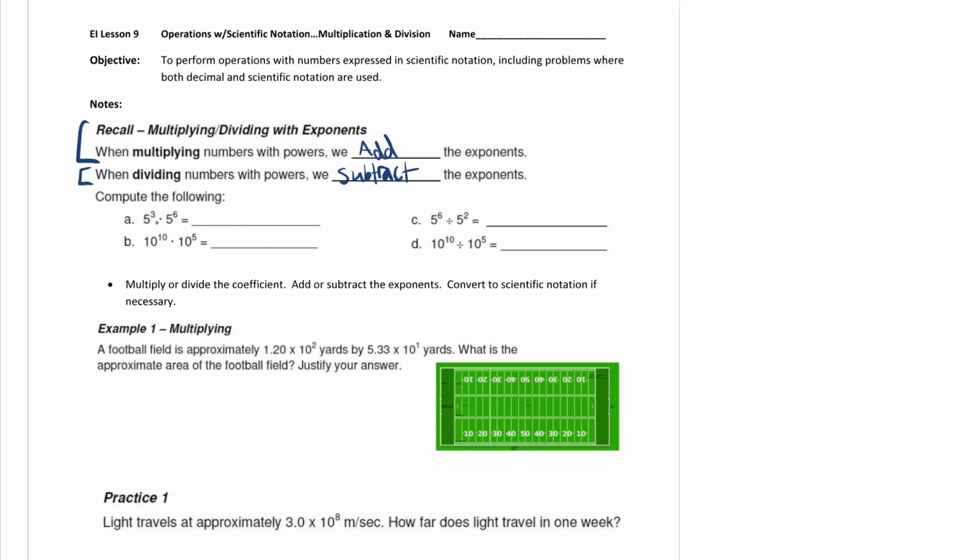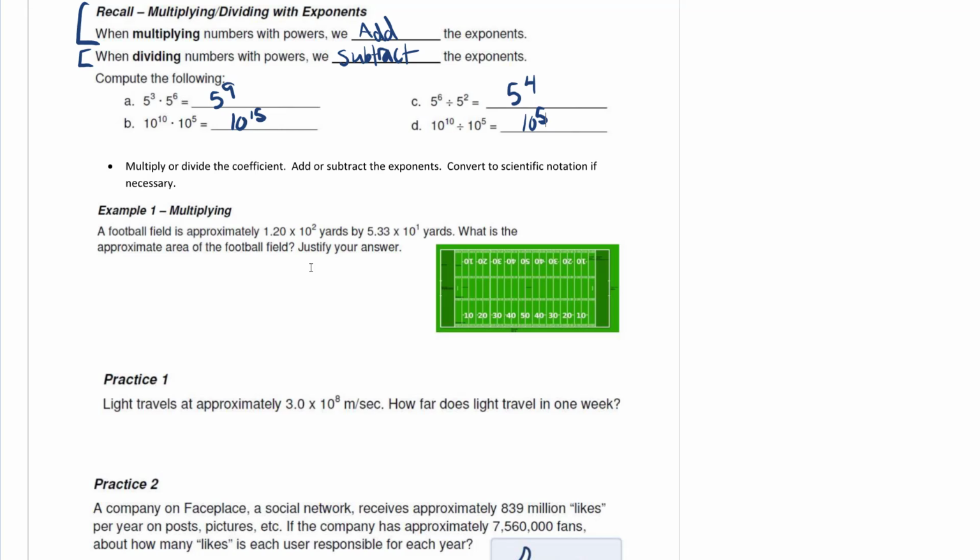So just as a brief review, multiplying numbers with the same base with powers, we add them. This is 5 to the 9th. This guy is 10 to the 15th. We subtract these two. This is 5 to the 4th, and this is 10 to the 5th. For here, we'll multiply or divide the coefficients, and we'll add or subtract the exponents, converting to scientific notation if necessary, recognizing that we can add or subtract exponents.